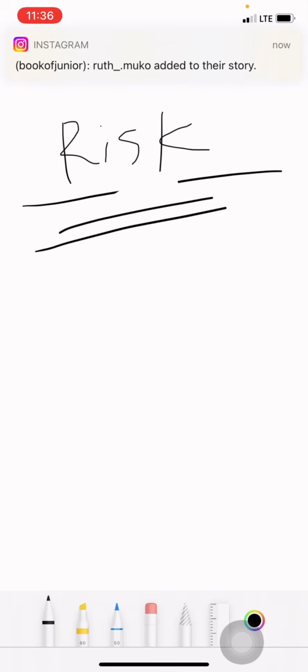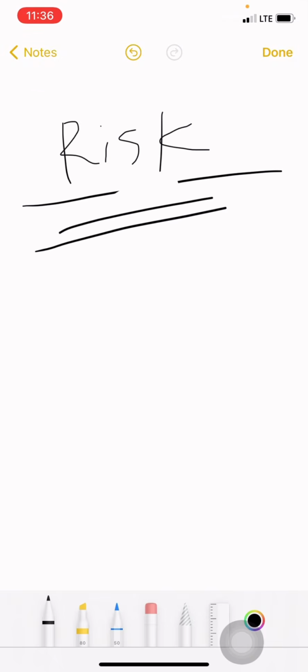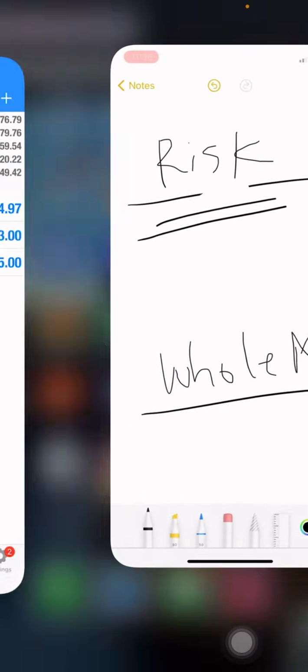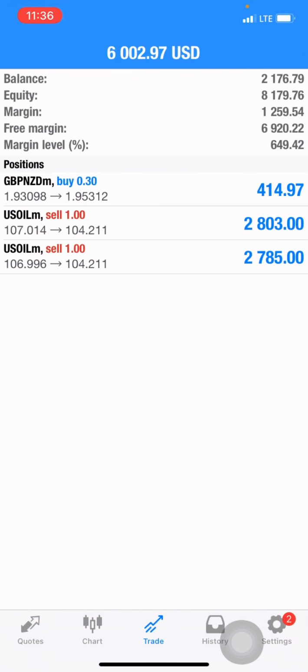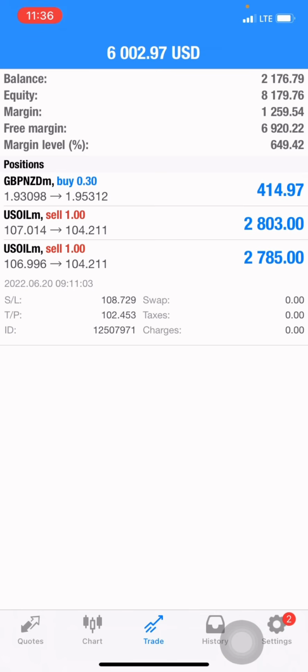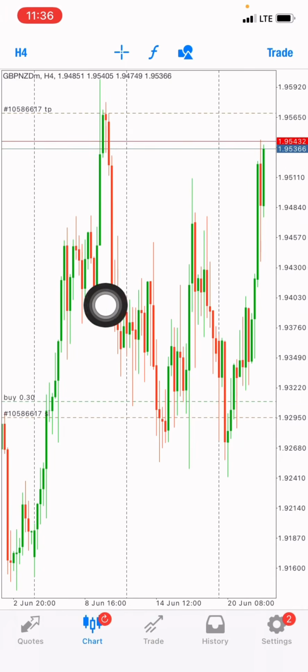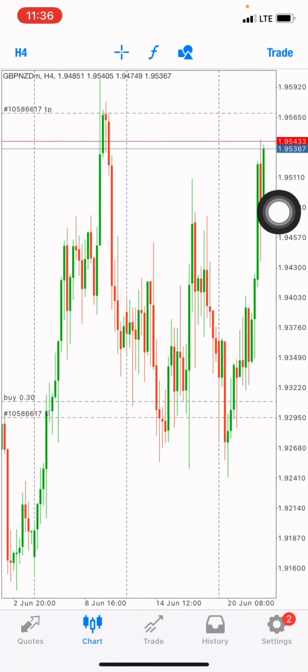But when beginner traders come into the market, they want to control the whole market. You can't control this market. Guys, you can't control it. You can only analyze what you know and trade what you know.